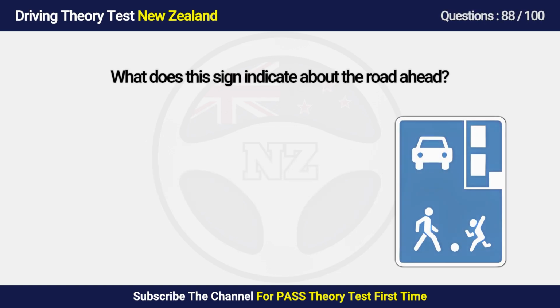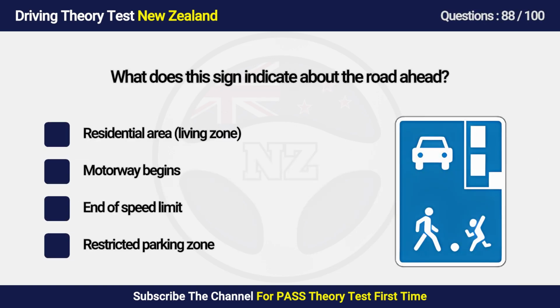Question 88. What does this sign indicate about the road ahead? A. Residential area living zone. B. Motorway begins. C. End of speed limit. D. Restricted parking zone.